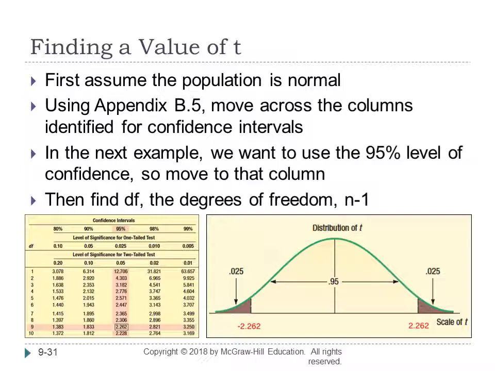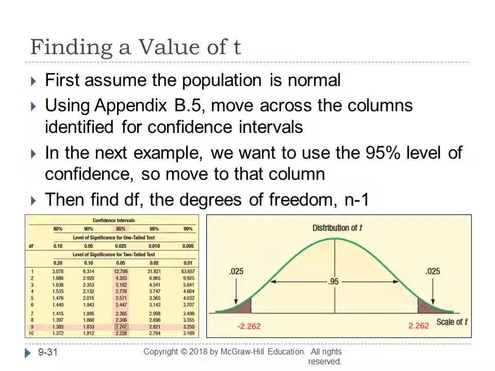Notice that the column to the left gives you the degrees of freedom. The degrees of freedom will determine the row. The column is already determined by the confidence level. The degrees of freedom will give you the row. The intersection will give you the level of significance for two-tailed tests, and this is what we want to explain now. Here is a distribution for t.